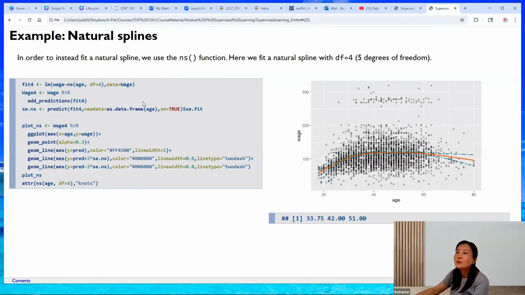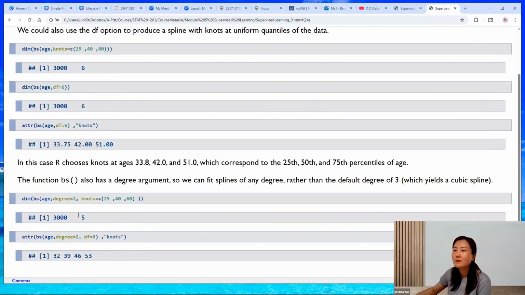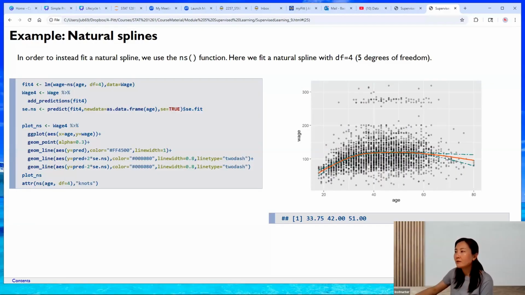And then let's fit a natural spline. To fit a natural spline, we use the ns function. This will further free up 2 degrees of freedom in the boundary area, and naturally we'll need fewer degrees of freedom. So this df equals 4 is equivalent to this df equals 6. The model is essentially the same in the middle area. The only difference is the model in the boundary areas. It's a straight line in the boundary area.